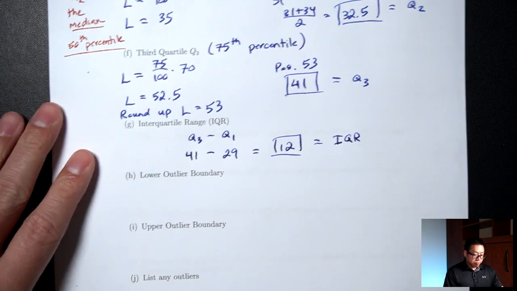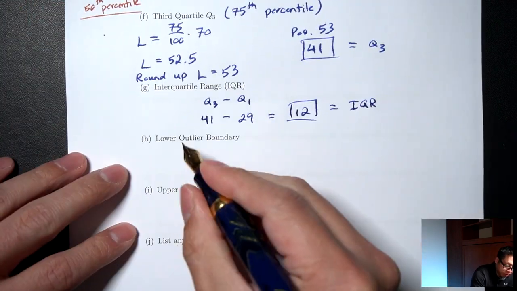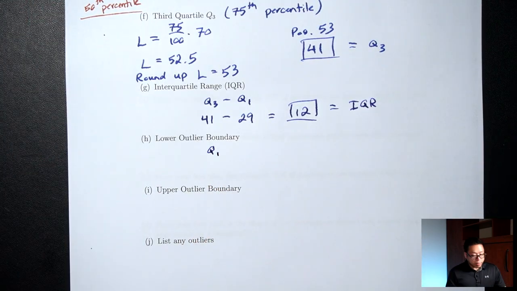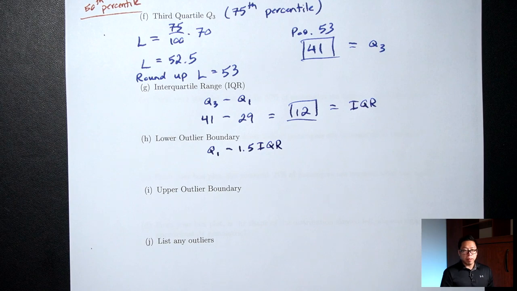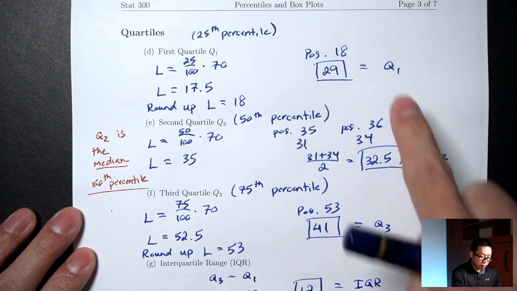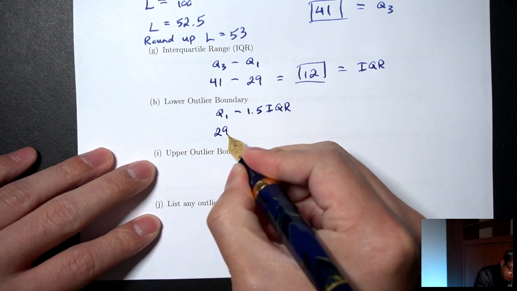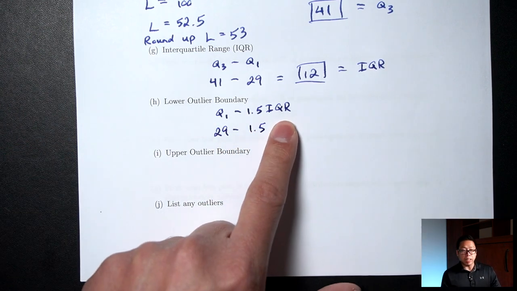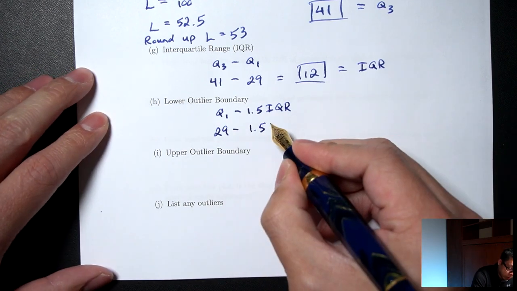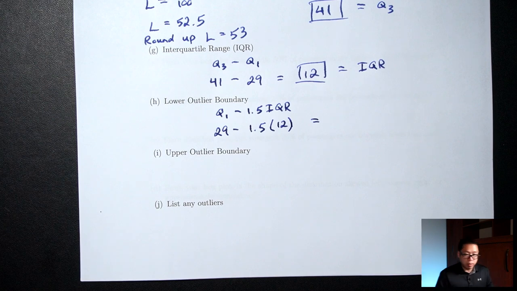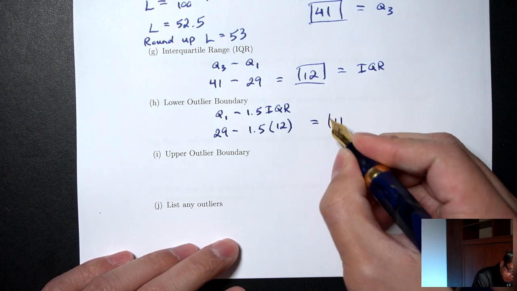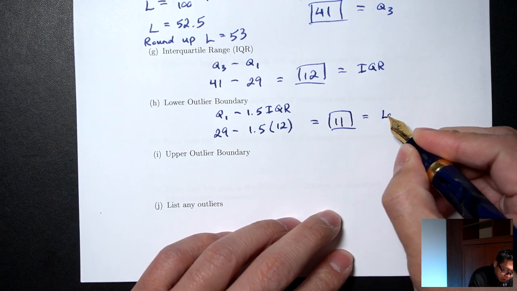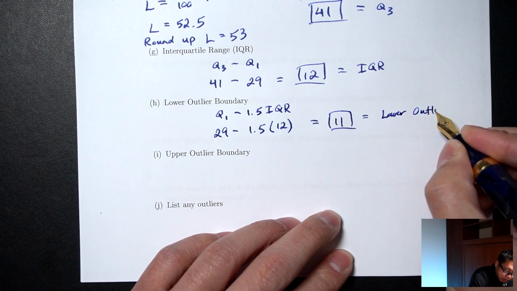The lower outlier boundary: start with Q1 and subtract 1.5 IQR. So Q1, in our case, was 29, minus 1.5 IQR. Our IQR was 12. So 1.5 times 12. 29 minus 1.5 times 12. It's 11. Okay, I'm going to call this the lower outlier boundary.